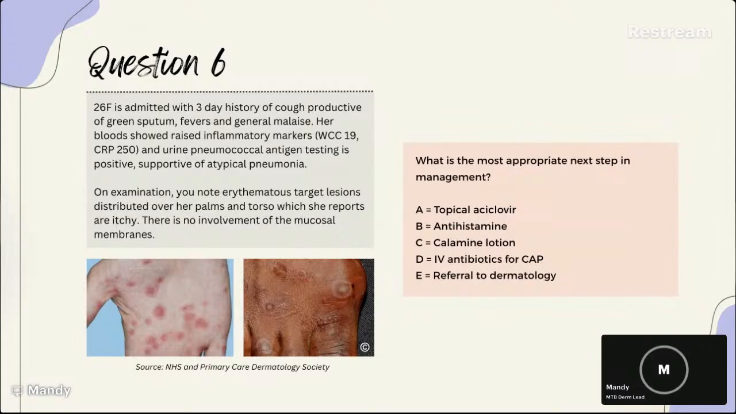Would it be A, topical acyclovir, B, an antihistamine, C, calamine lotion, D, IV antibiotics for her CAP, or E, a referral to dermatology? I'll give you some time to think about it. Let me know in the chat before we move on to the answer.